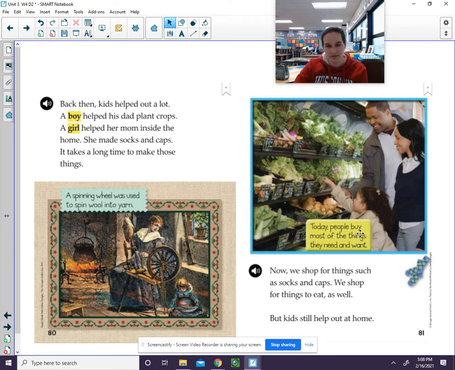Let's take a look here. So in this photograph, I see people somewhere, but maybe I'm not sure where. Use the caption to help you understand what's going on in the photograph. The caption says, today people buy most of the things they need and want. Oh, so that can help me know that it looks like they're at a grocery store, right? And it looks like they're buying things that they need here. What do they need? Vegetables, yeah. So again, the caption helps us understand what is happening in this photograph.